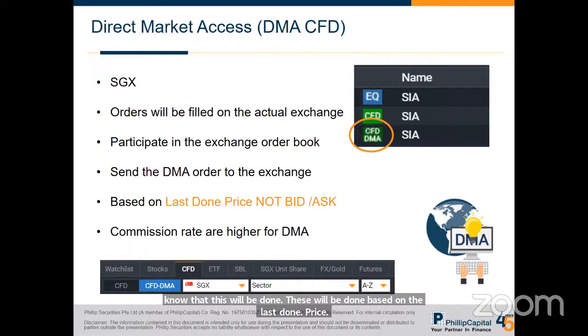So at this point, we'll be thinking that maybe DMA is better because it provides the transparency and we'll be able to monitor it via the exchange. Yes, it is better, but for the transparency, we actually have to pay a higher commission rate. Do note that if you are trading CFD DMA, in order to locate them, you need to click on the CFD DMA, like the photo shown at the bottom.